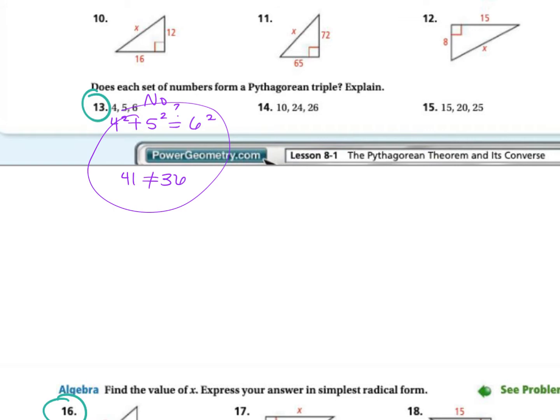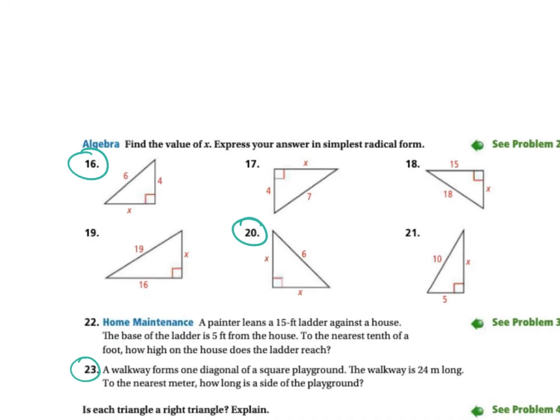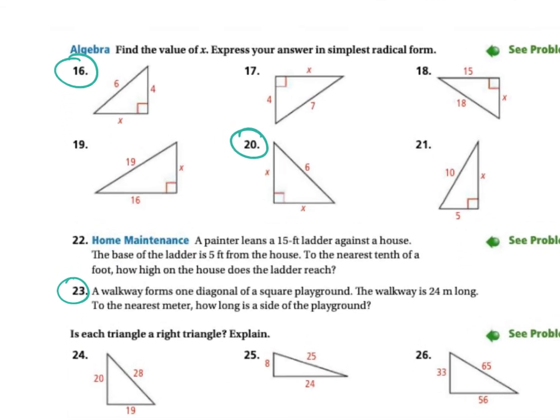Which number always stands alone in a triple? The biggest one, right? It's got to be the biggest one by itself. You don't have to try any other combination. If the biggest one squared does not equal the sum of the two smaller ones squared, it won't work, okay? So just make sure the biggest one is by itself.